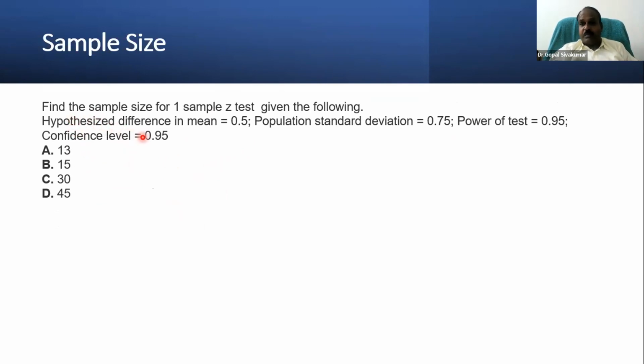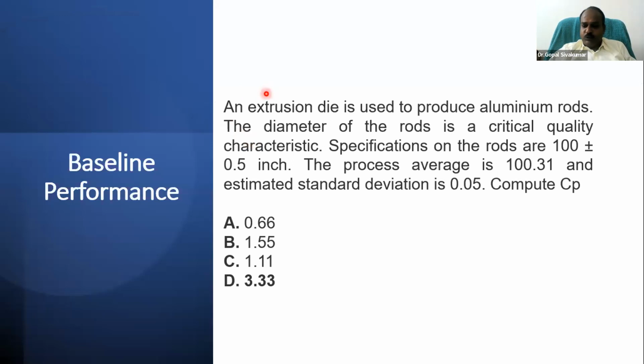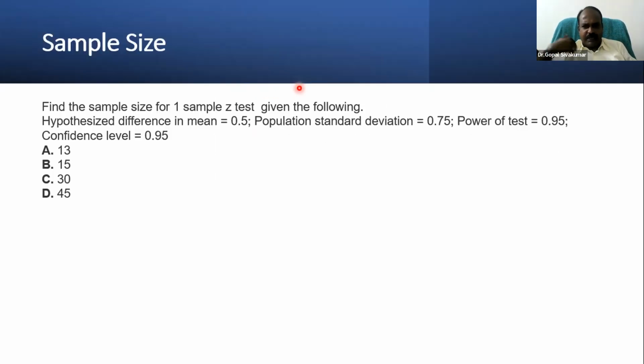Now find the sample size for a one sample Z test. You all know one sample Z test, I believe, right? It is a test of mean or test of proportion? Come on. Test of mean. Z test is a test of mean. Proportion means you have one proportion, two proportion, and chi-square. Test of mean, you have one sample Z, one sample T, two sample T, and ANOVA. Am I correct?